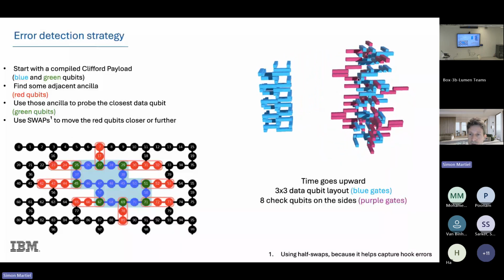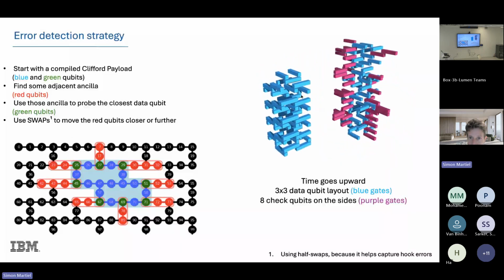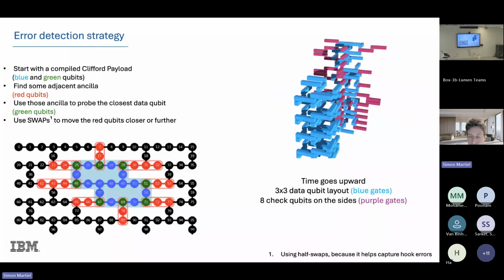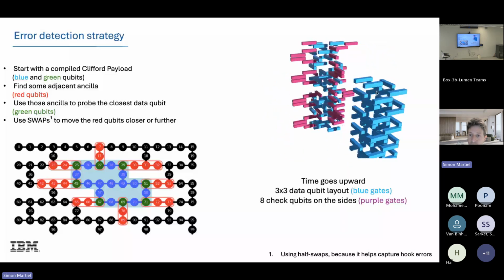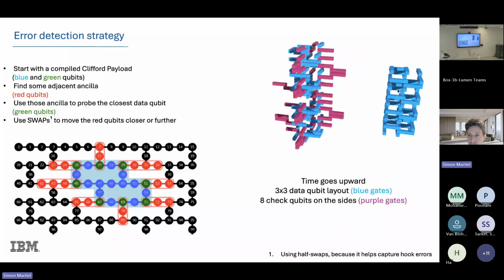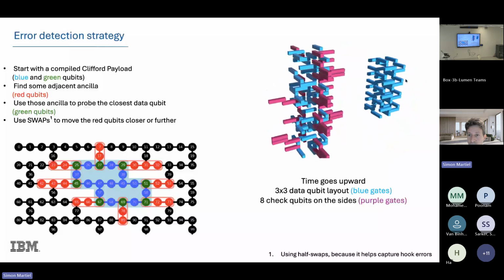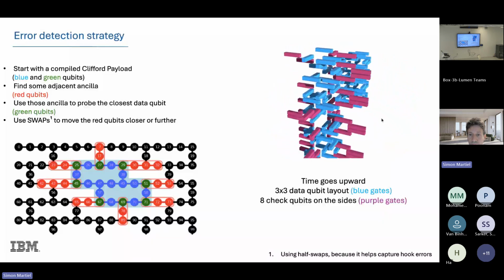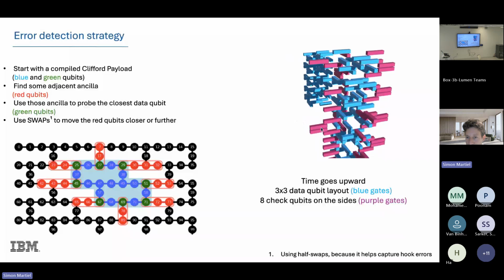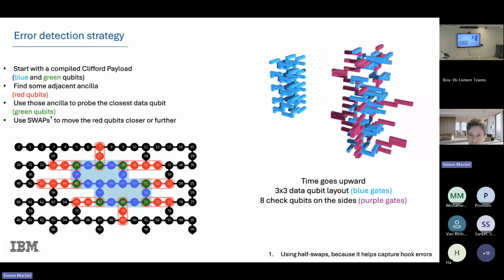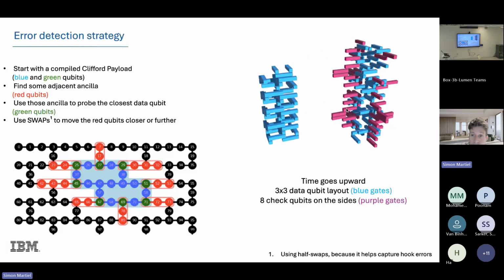So here on the right, you have 3D pictures of what it looks like on a 3x3 grid. So the blue only picture corresponds to some kind of random brickwork circuit on a 3x3 grid, and all the purple boxes I'm adding here correspond to the checks that we probe inside the payload.